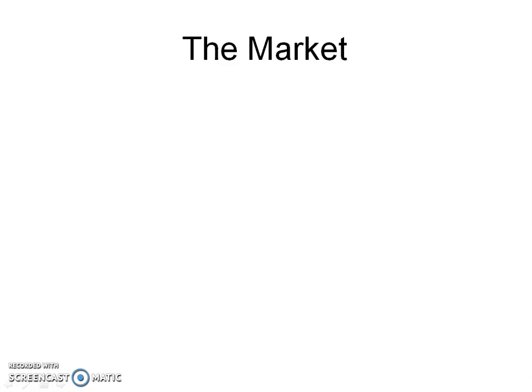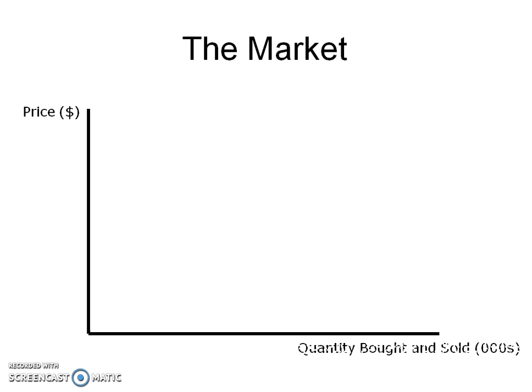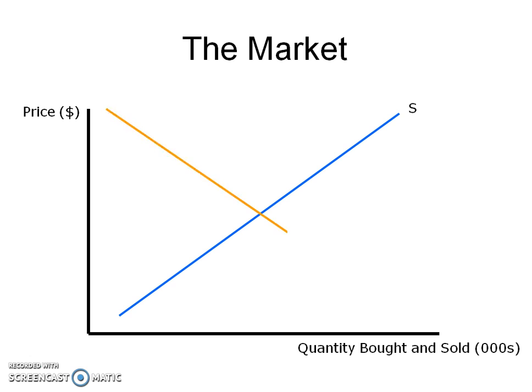In this video, we're going to quickly review the market model and take a look at what happens with shifts in demand and shifts in supply. So we have our price on the y-axis and quantity on the x-axis. Here we have our upward sloping supply curve and our downward sloping demand curve. Where the two curves meet is our equilibrium point. So our equilibrium price is $5 and our equilibrium quantity is 600.